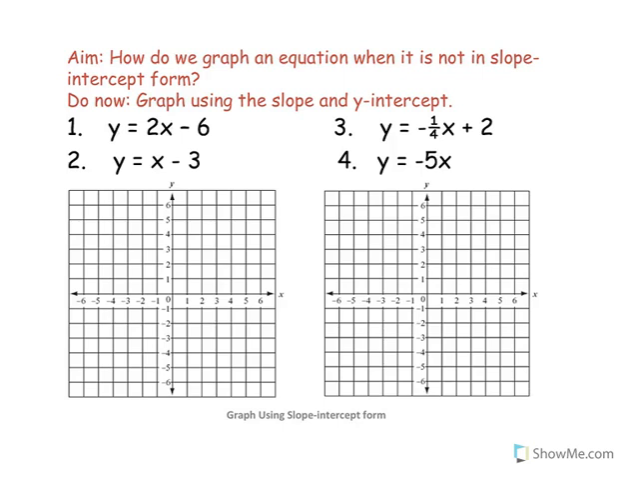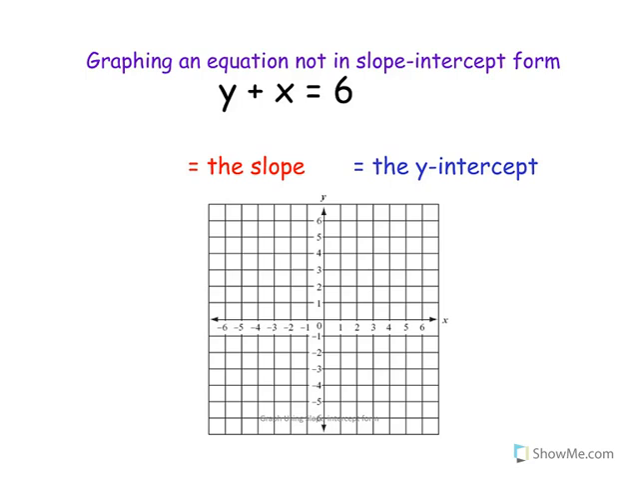Good morning, guys. So last couple days we've talked about graphing using slope-intercept form. So today we're going to take it a little further and ask, what happens if our equation is not in slope-intercept form? Our goal, if that's the case, is to put it into slope-intercept form, which means we want the equation to always be in the form y equals. We always want to solve for y.